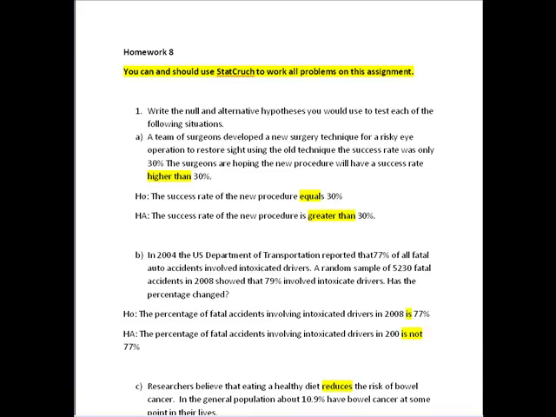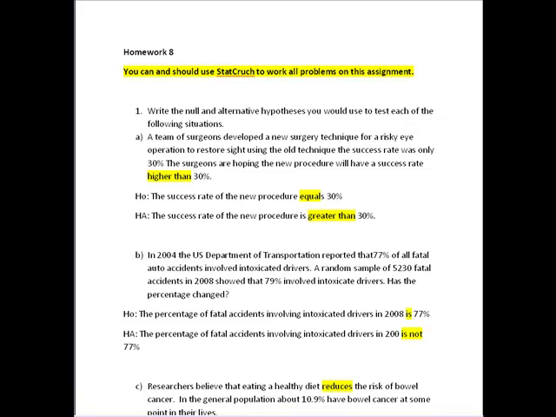The purpose of this video is to provide some examples similar to those that you will encounter in Homework 8. First of all, you can and should use StatCrunch, not the computational formulas, to work all problems in this assignment. This will make it easier for you. You can certainly check your answers using the computational formulas, but you're probably going to get more accuracy if you use StatCrunch.